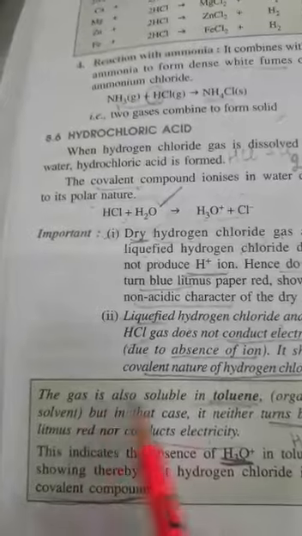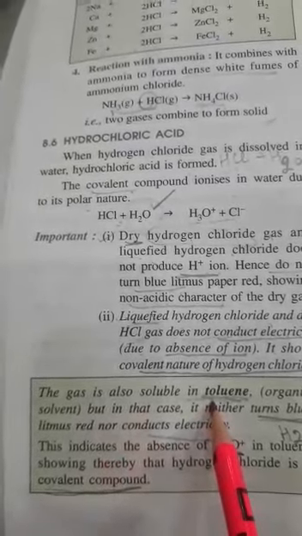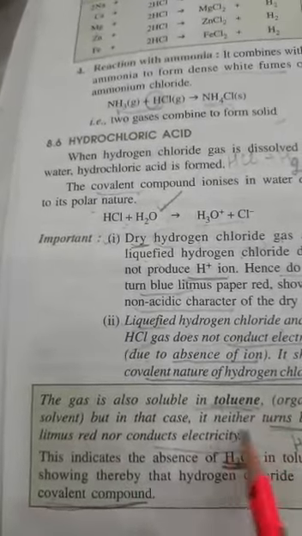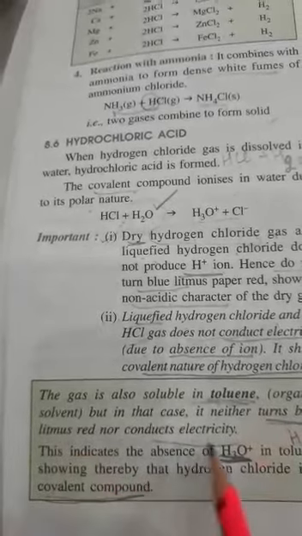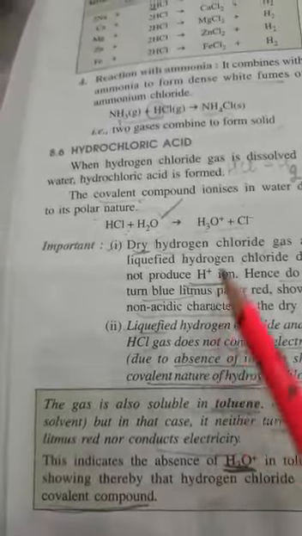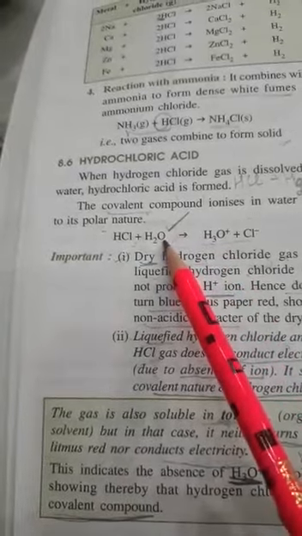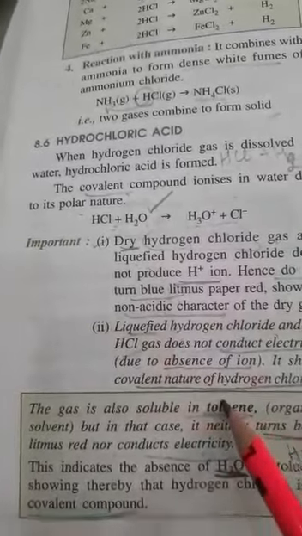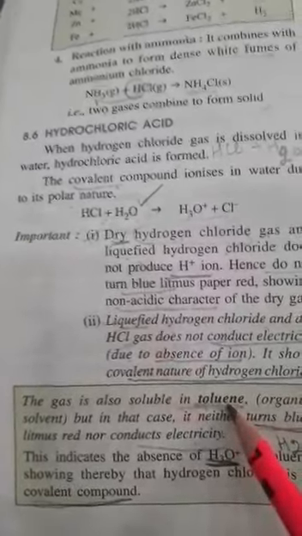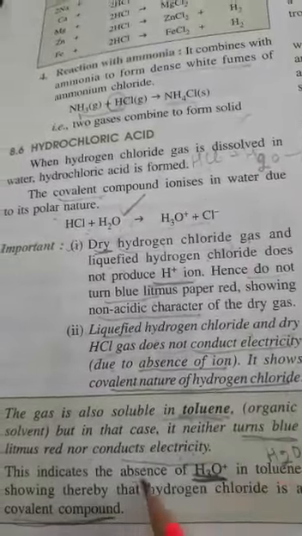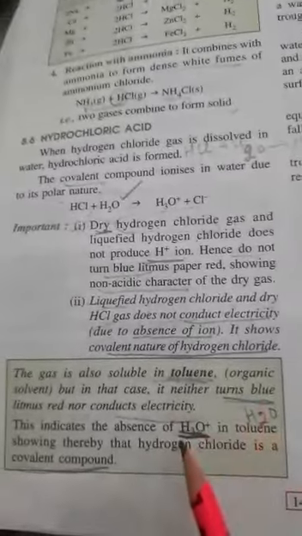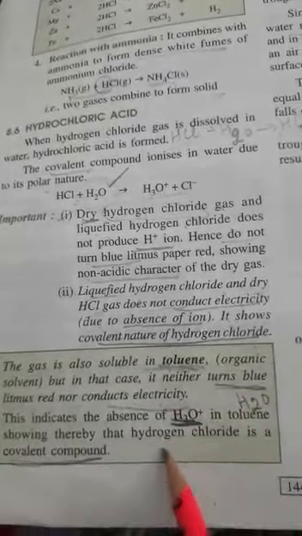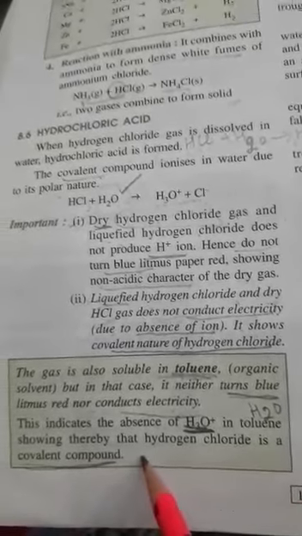Next, the gas is also soluble in toluene. It is an organic compound, but in this case it neither turns blue litmus paper red nor conducts electricity. What it means is, it dissolves in water and gives ions and shows acidic character. But in the case of toluene, it dissolves or is soluble in toluene but neither turns blue litmus paper red nor conducts electricity, because in this case it doesn't produce hydronium ion and hydrogen chloride shows covalent nature.